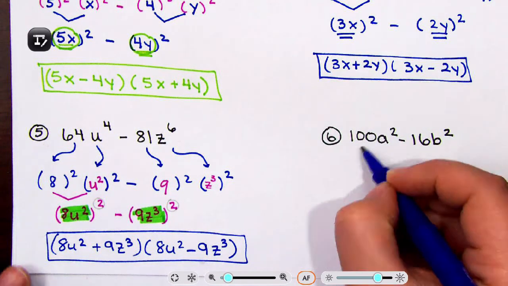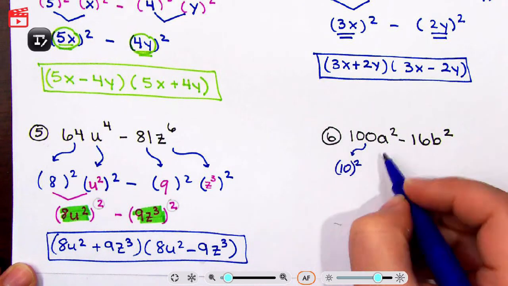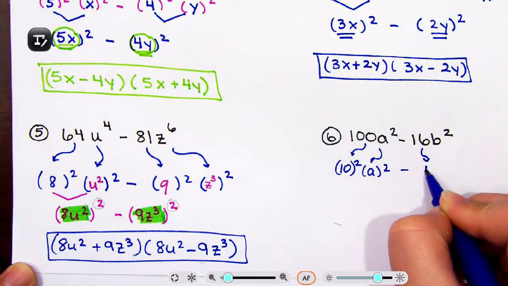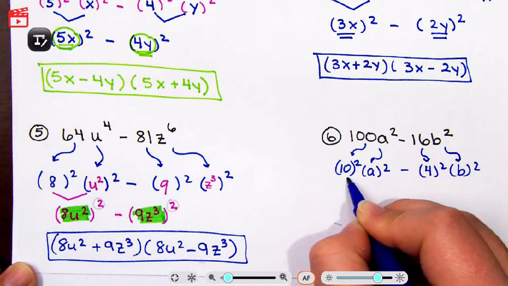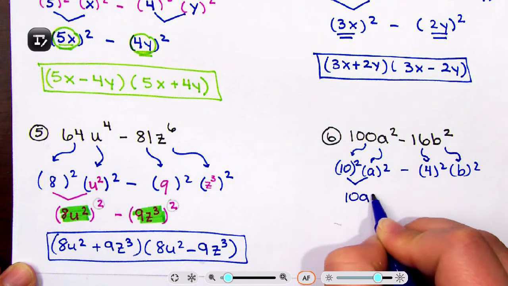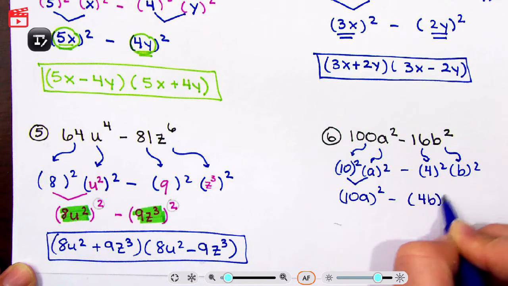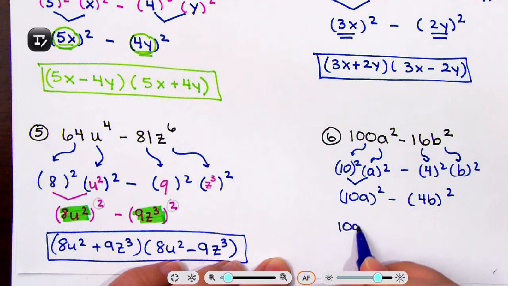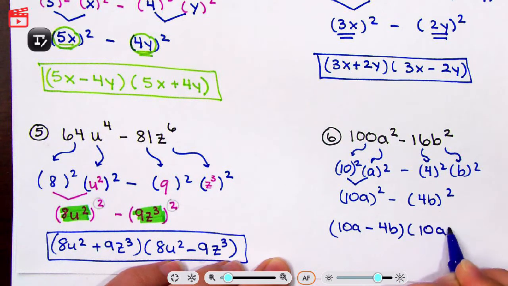But yes, 10 squared is 100. We have a here, so a squared, minus 16 is 4 squared, and b is b squared. So that means my a value is 10a and my b value is 4b. And then we have our squared. So that means our answer is 10a minus 4b and 10a plus 4b.